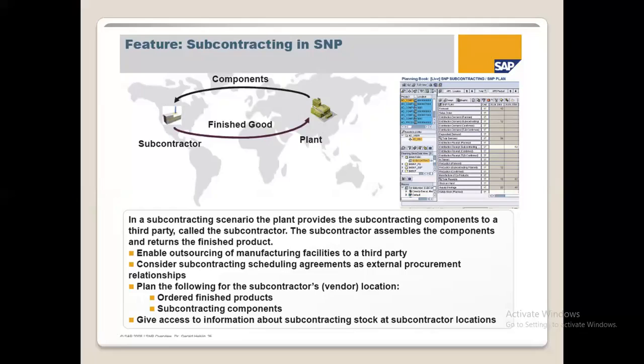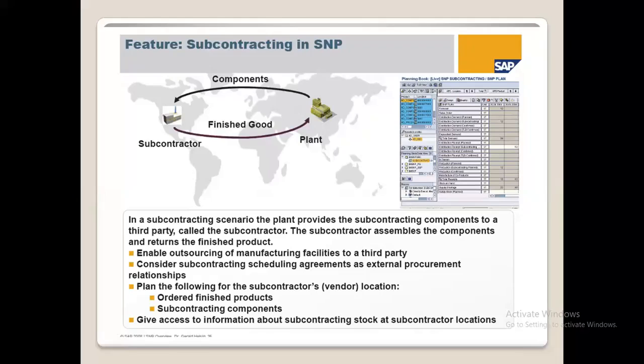In that case, they request the plant to send the components to the subcontractor. That means the plant gives the chocolates to the subcontractor and tells them, make me a beautiful gift box by putting all these chocolates. The subcontractor takes the components from the plant, makes a gift box and sends it to the plant. This complete process is called subcontracting.